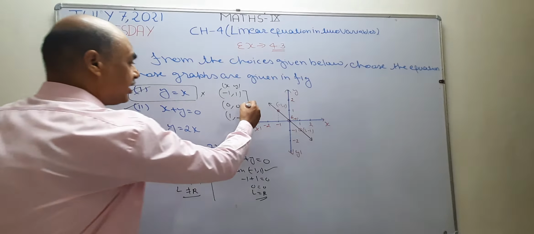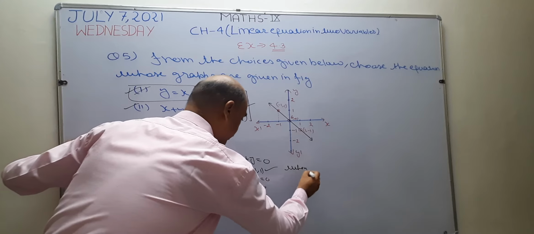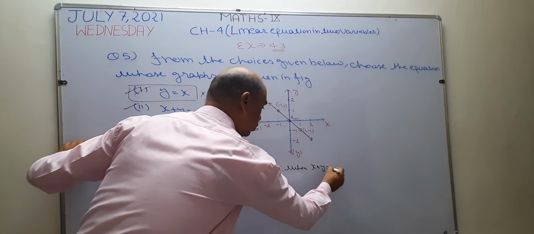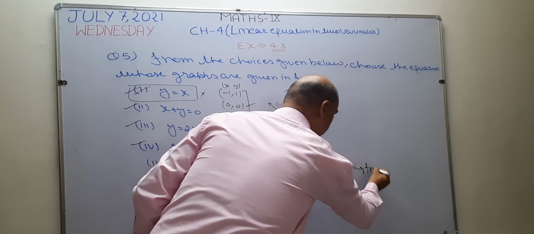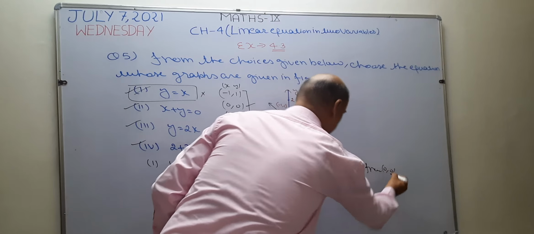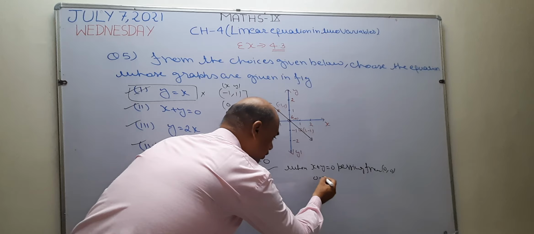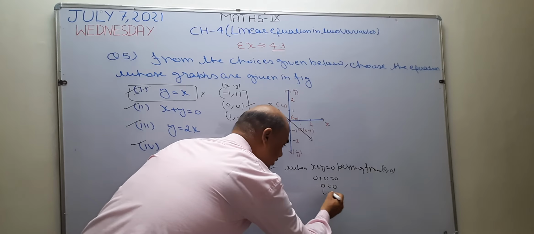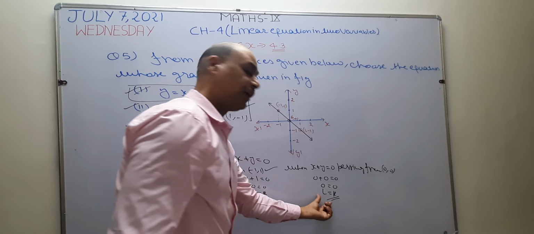Now I want to check the second point. So I write here, when x plus y equal to 0, the graph line is passing through 0, 0. So instead of x, I write 0, and instead of y, I write 0. 0 plus 0 is equal to 0. It means the left hand side is equal to the right hand side. This point satisfies the given equation.